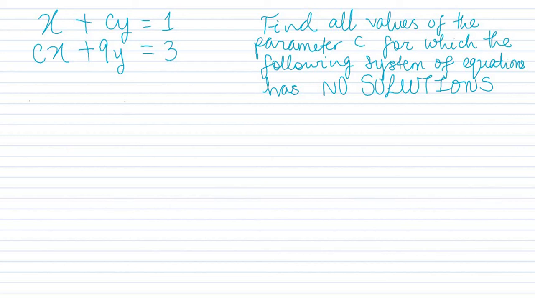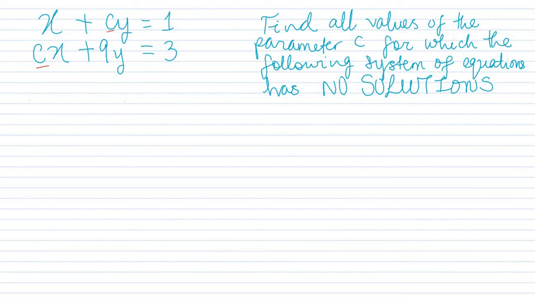So for this particular video, we're going to be working on an Olympiad question, and from the screen you see that we have x plus cy equals 1 and cx plus 9y equals 3. The first thing you have to observe is they gave you an equation, but they're asking you for a specific solution. So the question is asking, find for all values of the parameter c, which is what we have here and here, for which the following system of equations has no solution.